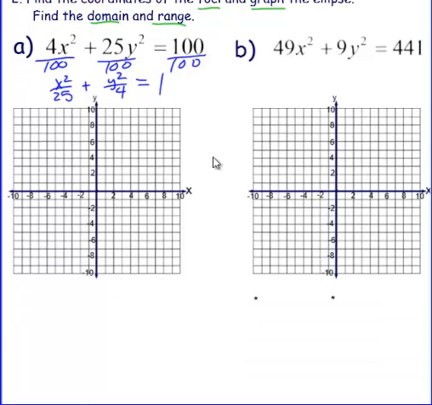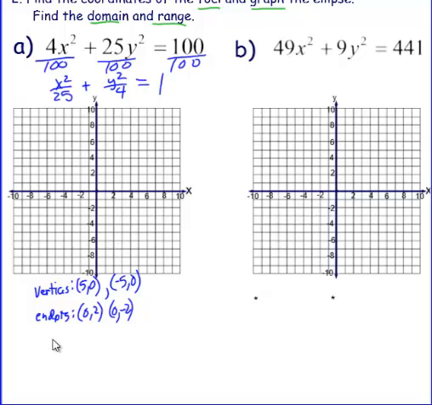Then from that, I can start identifying the different pieces, like my A and B. In this case, I actually wrote it out as the vertices. They're going to be at (5, 0) and (negative 5, 0), because 25 is the larger number. The 25 is also under the X, so it should tell you which direction it's going to go. It's going to be a horizontal ellipse. I can identify the other endpoints at (0, 2) and (0, negative 2).